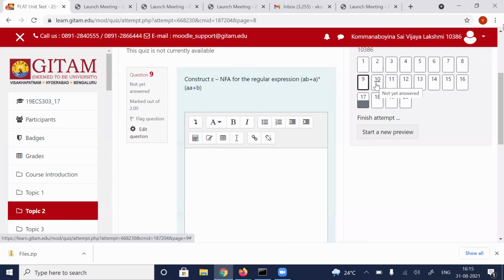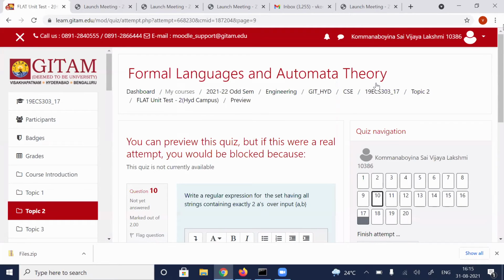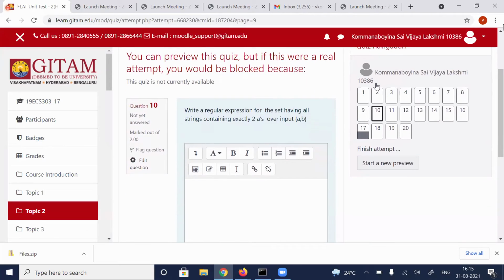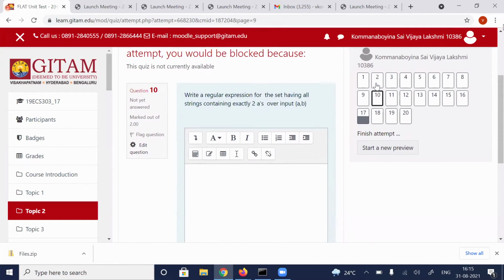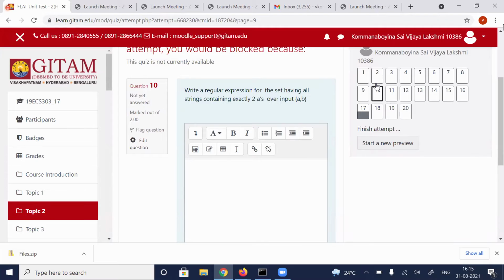Next. Write the regular expression for the set having all the strings containing exactly two A's over input A, B. Exactly two A's means simply B star AA B star, which means it is having any number of B's but exactly two A's. Okay, B star AA B star. Got it, ma'am?